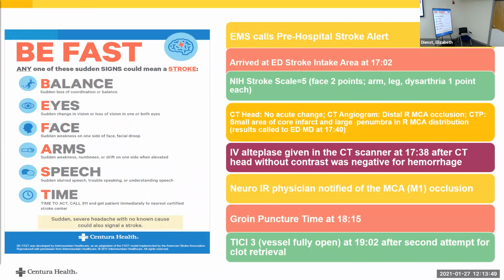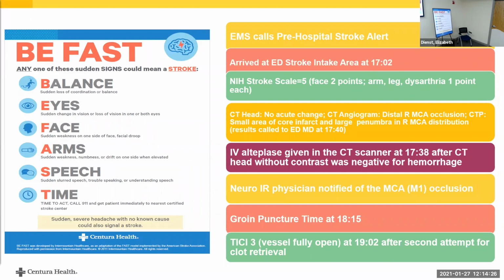So again, they did the stroke alert. They arrived at 17:02. They did an NIH. They got a 5. You can see where the points are on the NIH. He obviously was very positive in the BFAST evaluation. He got a CT of his head. He had a right middle cerebral artery occlusion. His CT perfusion showed a small area of infarct and a large area of penumbra. Remember, penumbra is that ischemic tissue. We can save that.